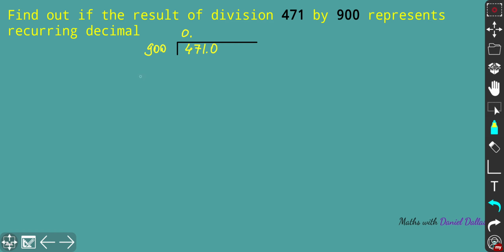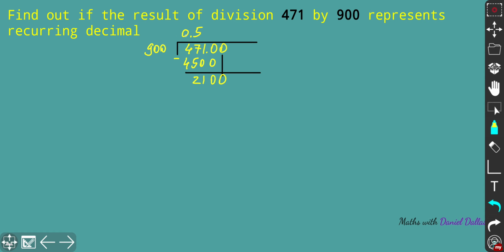So you're thinking about how many times you can take. You can take 5 times, because 5 times 900 gives you 4,500 in a row. Then you subtract, as normally you do in column methods, and you'll get 210. So 210 is not divisible by 900, so you carry the next 0 down, and right now you have 2,100.